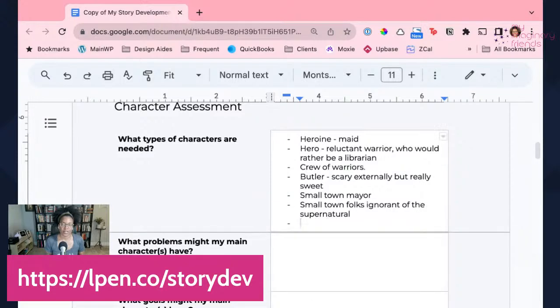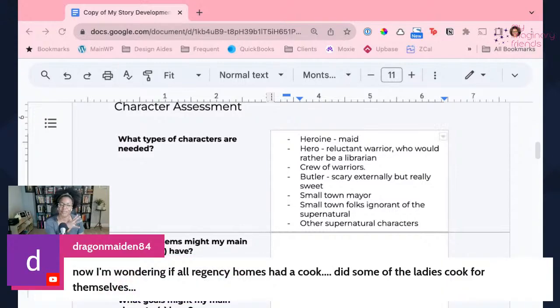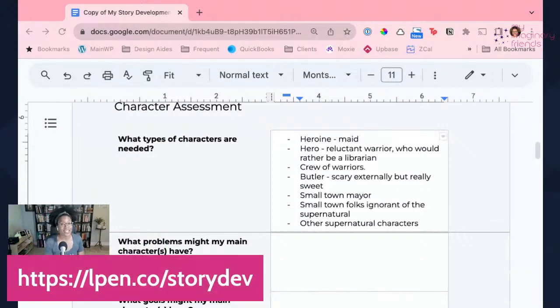And then, of course, there are other supernatural people or characters, and I really need to figure out who those are. Yeah, more random questions are being generated. So Dragon Maiden in the comments, lots of questions are going to come up from this. Dragon Maiden 84 asks about, like, she's writing a Regency. Yeah, these are good questions. These are things to make notes of and try to figure out: what creatures do I need, and where am I pulling them from? Is it just going to be real creatures?